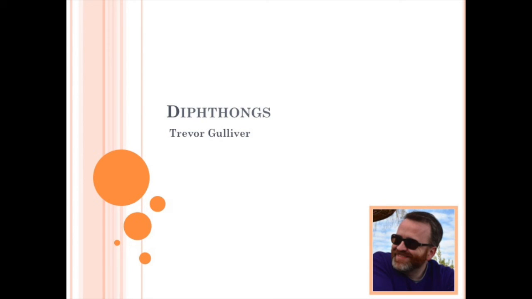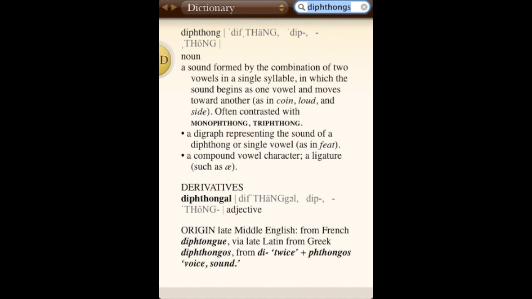In this short video lecture, I'm going to be talking about diphthongs. A diphthong is a sound formed by the combination of two vowels in a single syllable. So it's one single syllable, but it contains two vowels. And the sound begins as one vowel and then moves towards another.